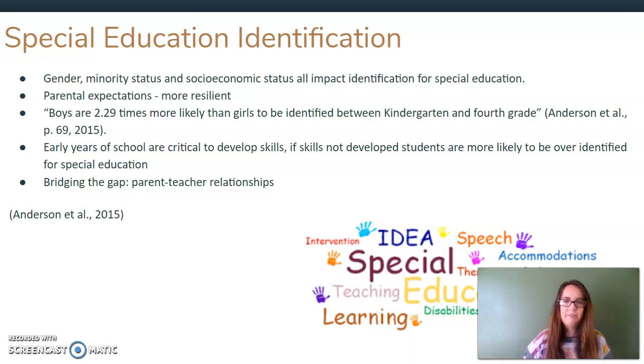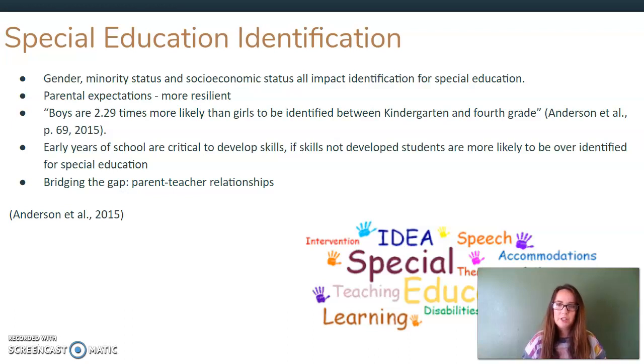Special education identification. Unfortunately, a lot of students who live in poverty get placed in special education and they don't necessarily need to be. So gender, minority status, and socioeconomic status all impact the identification for special education. What that looks like is a student who's living in poverty and maybe experienced trauma when they were younger. In preschool, maybe it's easily seen that they need to be seeing a counselor, need to do play therapy to work through some of that trauma.